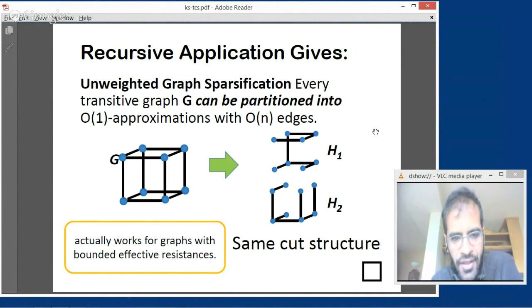And coming back to the condition on the norms of the vectors that you get from a graph, their squared lengths are actually just equal to the effective resistances of edges in the graph. So if you have any graph with bounded effective resistances, you can partition it into edge disjoint subgraphs, each of which approximates it. Okay, so that's an application to graph theory.